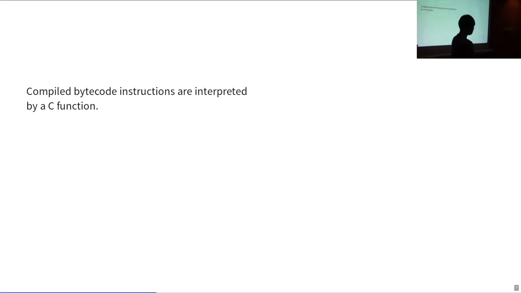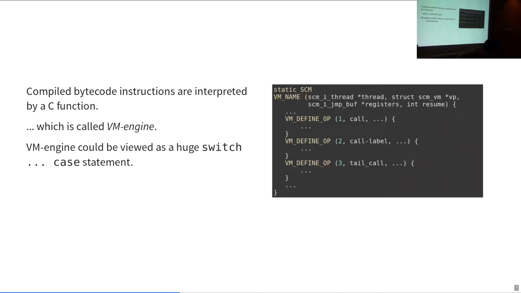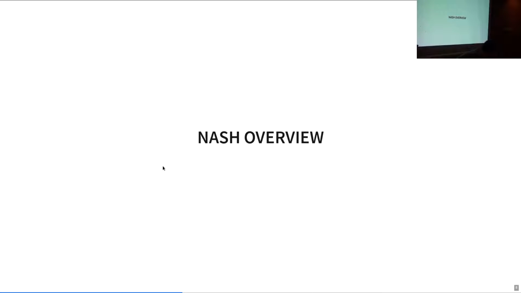Compiled bytecode instructions are interpreted by a C function, which is named the virtual machine engine, VM engine. The C function has the bytecode instruction definitions, which are defined using the C macro VM_DEFINE_OP. The engine could be viewed as a huge switch and case statement. Now I'm proceeding to the Nash overview. Nash is designed as a drop-in replacement of that VM engine C function.